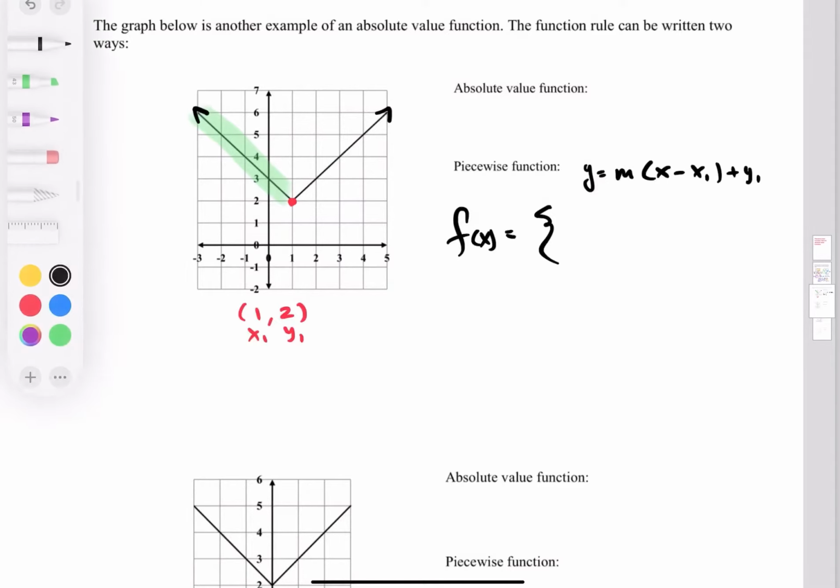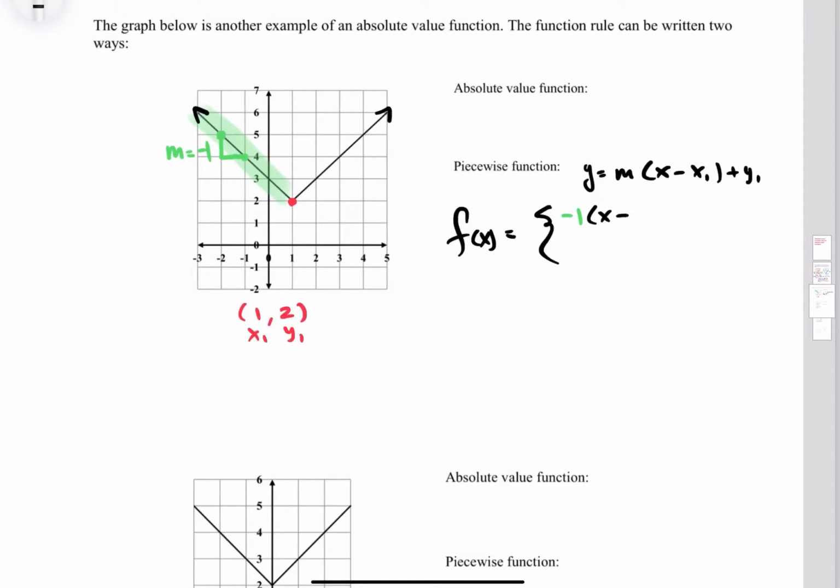Let's look at that first piece on the left. We can see that the slope of this particular graph is -1, because we're going down 1 and over 1. So I'm going to write down -1, or just a negative sign if you want. Then we put in our parentheses, x minus x1. Well, x1 is our shared point, which is 1. And then we have our plus y1, which in this case is 2. So we're going to do plus 2.